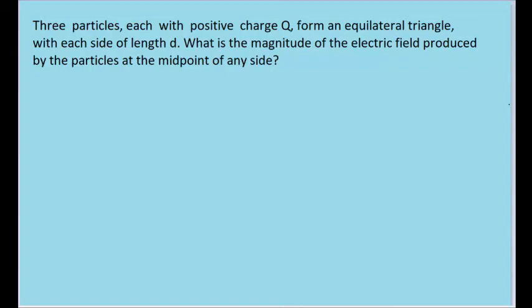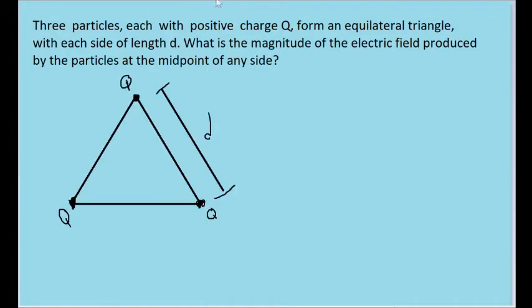For a problem like this, where we're given a description of a complex system of charged particles, the first thing I do is draw a diagram of the situation. The problem tells us that the three charges are oriented in a triangle shape, specifically an equilateral triangle, which means that every side of the triangle has the same length, d. Additionally, all three charges have the same magnitude of charge and the same sign of charge.